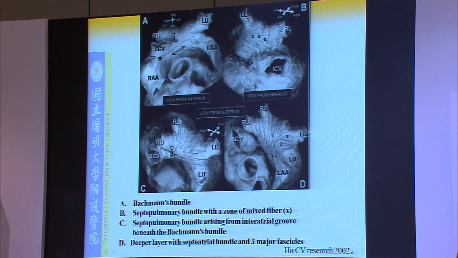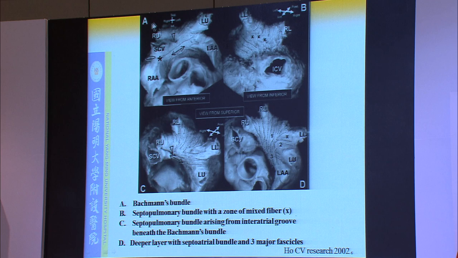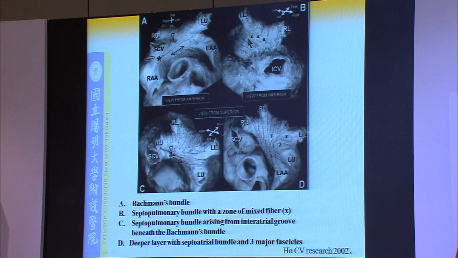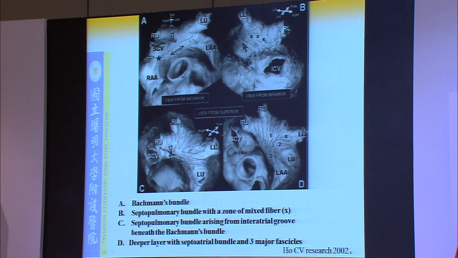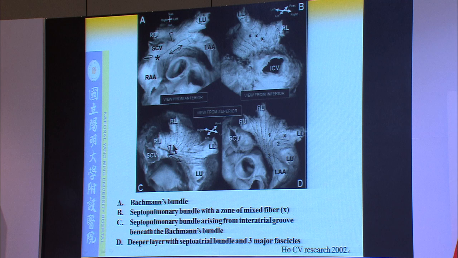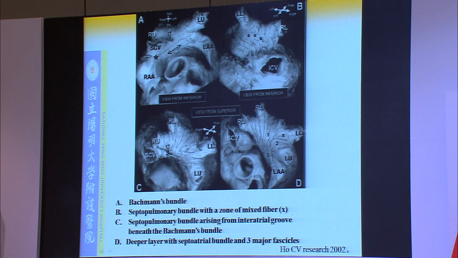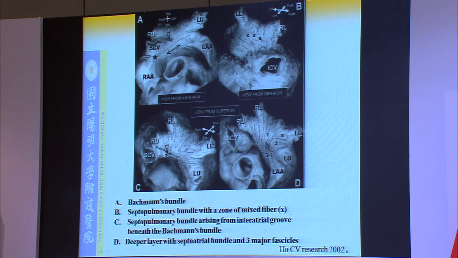This photo also shows the four orientations involving the Bachmann bundle and the nearby bundles. In panel A, this is the typical Bachmann bundle, as mentioned previously. This is the inter-atrial groove. In panel B, you can see the septal pulmonary bundle with a zone of mixed fiber here. In panel C, you can see the septal pulmonary bundles arriving from this inter-atrial groove, beneath the Bachmann bundles. After you remove the Bachmann bundles, you can see the septal pulmonary bundle here, and if you remove the septal pulmonary bundles, there is the deeper layer with the septal atrial bundles. Here you can see it very clearly, and it has three major fascicles.